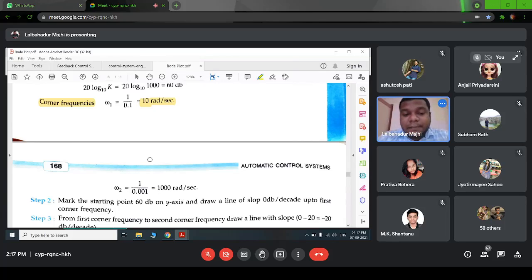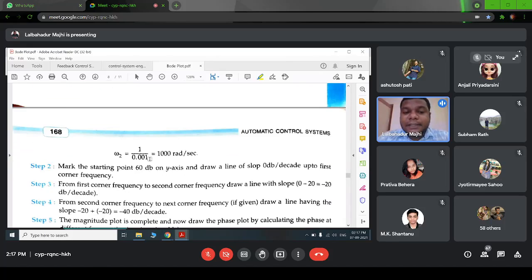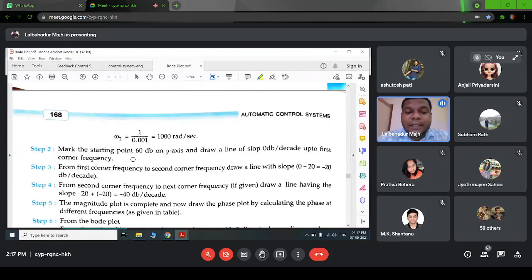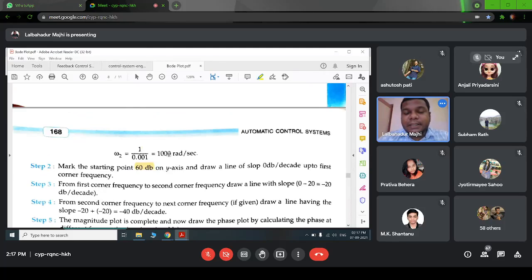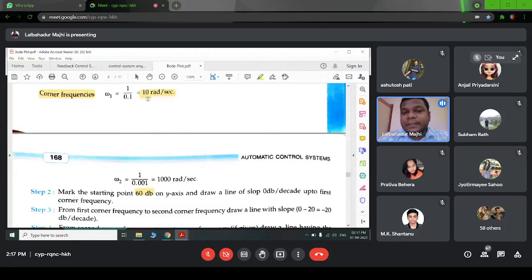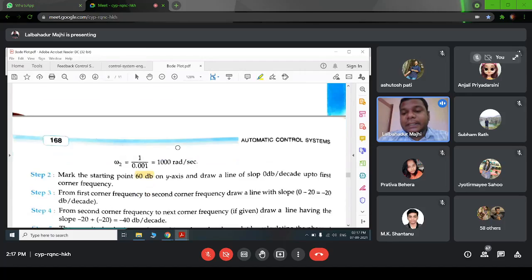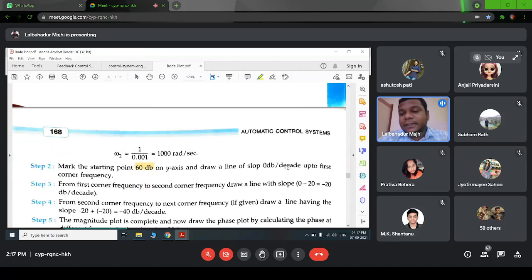So it is a type 0 system, right? So the starting point is calculated by 20 log K, which is 60 dB. So we have to mark the starting point 60 dB on the y-axis, and then draw a slope of 0 dB per decade up to the first corner frequency. The first corner frequency, or the lowest one, is 10 radian per second. Okay, so up to this 10 radian per second, we have to draw a straight line, or we can say 0 dB per decade.